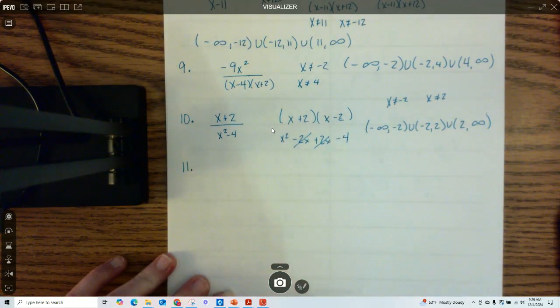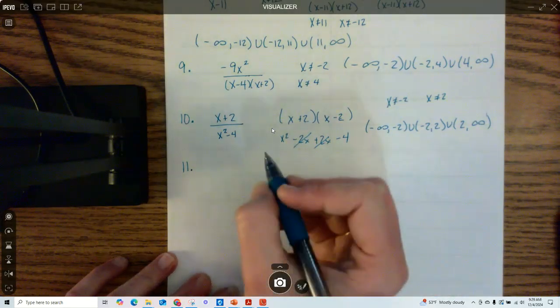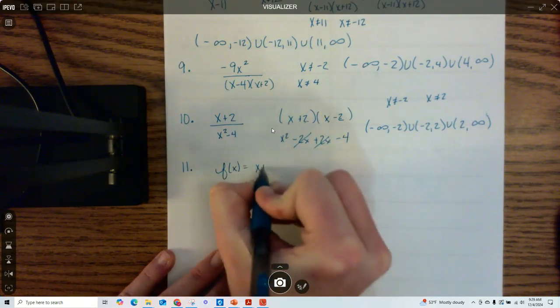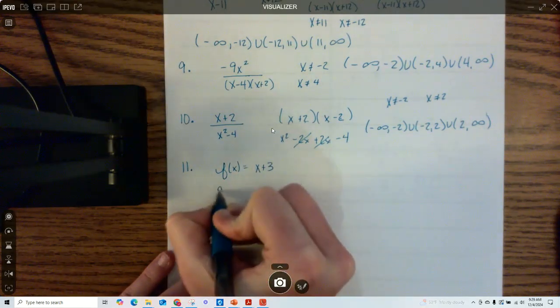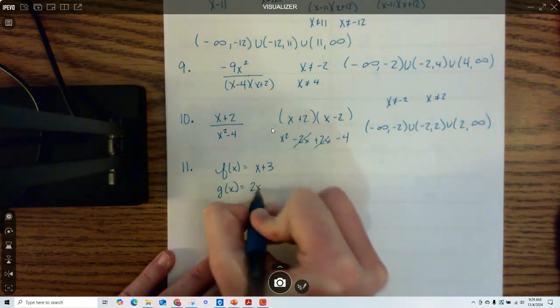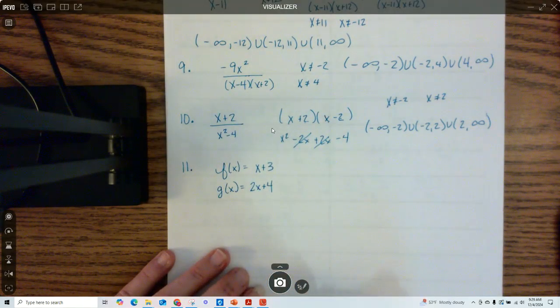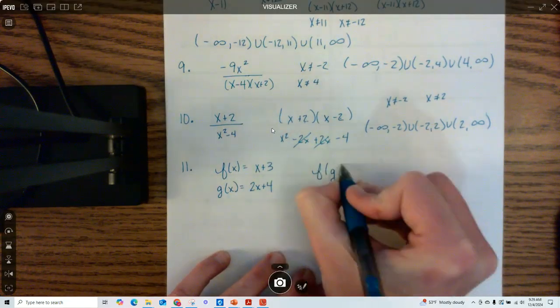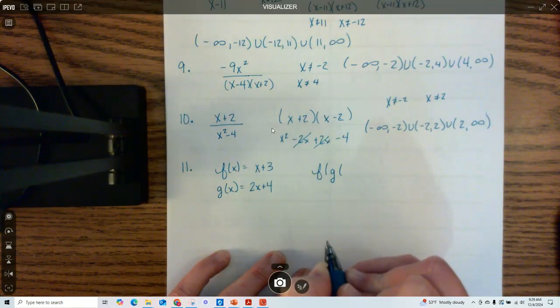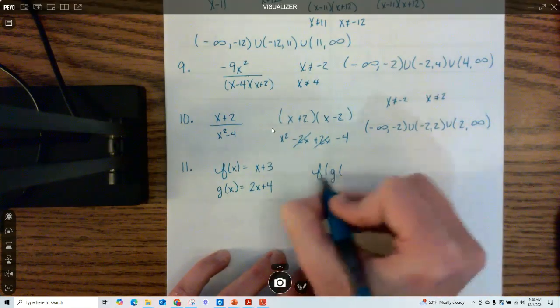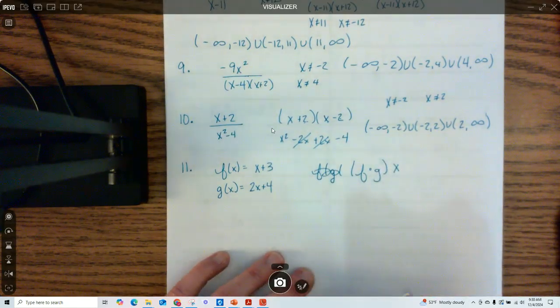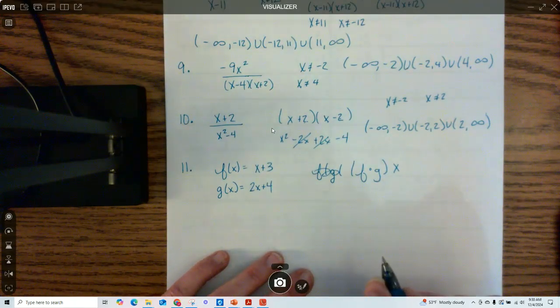11. Says find the following functions for f of x equals x plus 3 and g of x equals 2x plus 4. Okay. And then, the first one says f times g of x. So like f, like this. It's like in one parentheses f times g, and then separate parentheses x. Oh, so it's like this. Yeah. I always do these backwards.